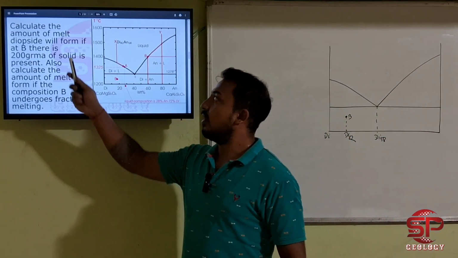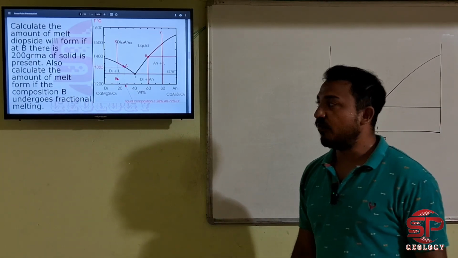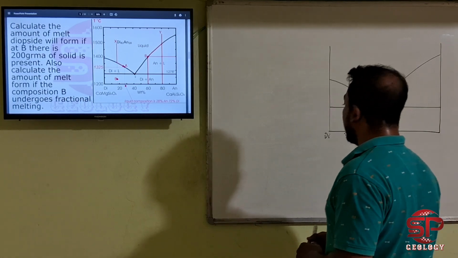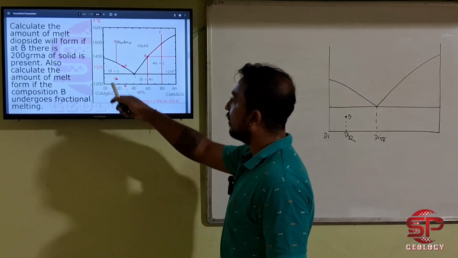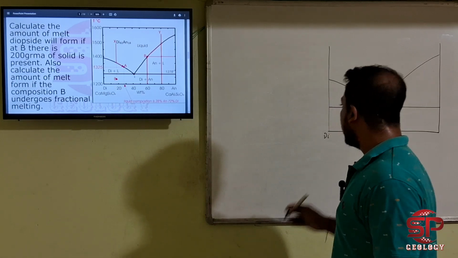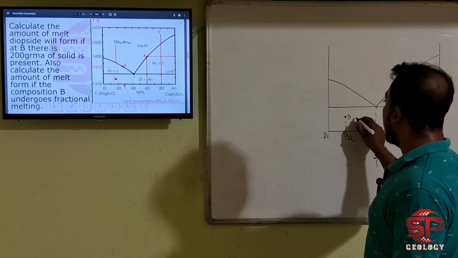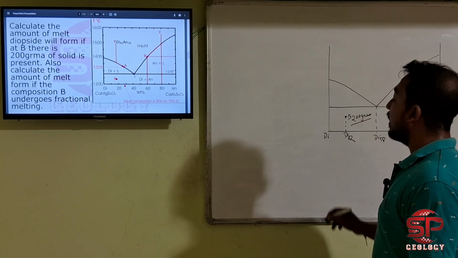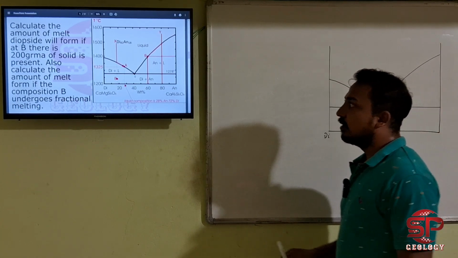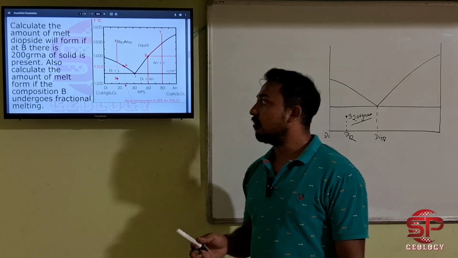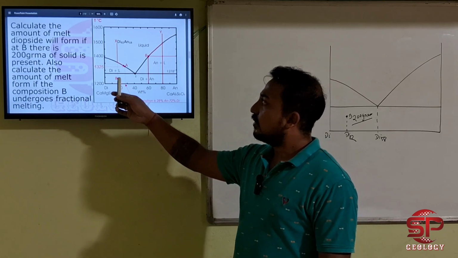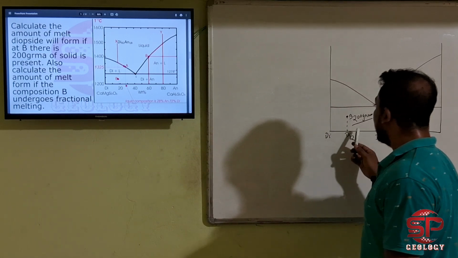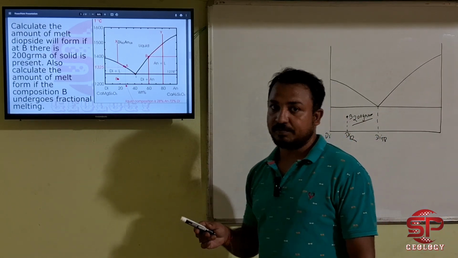This comes to calculating the amount of diopside melt that will form if at B there is 200 gram of solid. So this is point B. It is in the solid field. So we have 200 gram of solid here. The composition is the same, diopside 82, anorthite 18, but it is in the solid field. It is in solid condition. So if that undergoes melting, then how much diopside will form?